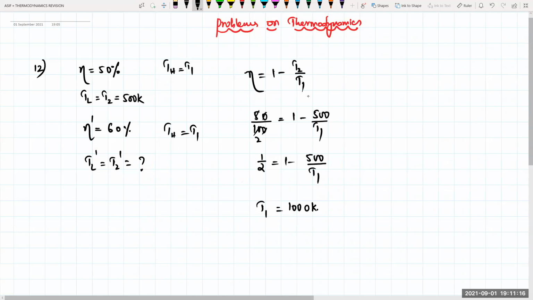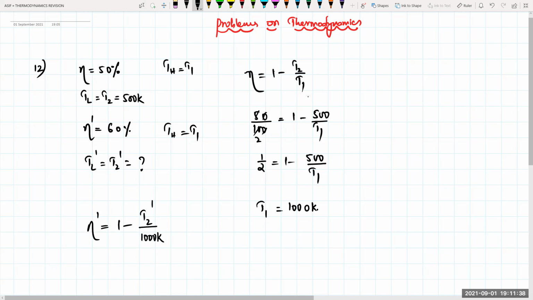1 minus 1 by 2 is minus 1 by 2, the minus signs cancel, so 1 by 2 is equal to 500 by T1. So T1 will be equal to 500 into 2, that is 1000 Kelvin. Now when efficiency is changed, I'll write eta dash equal to 1 minus T2 dash by T1. The temperature of the source is T1 which I got, that is 1000 Kelvin.